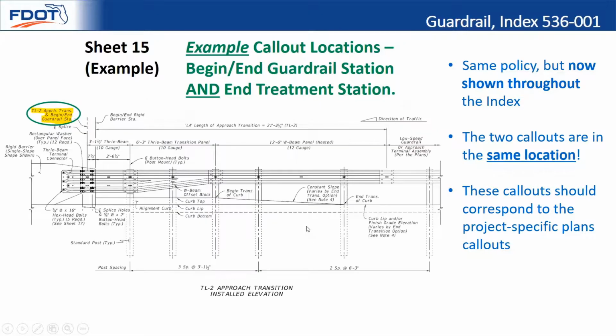And then on the other end of guardrail, where you'd be connecting to a rigid barrier, that corresponds to the bolt hole location, because you're going to start measuring all your panel lengths from the center line of that splice. So here, this happens to be a TL2 approach transition, and then beginning and end of guardrail station are called out in the same location. So that's just a reminder of the way things are called out with guardrail for simplicity, and now the standards just happen to show that in every location as well.